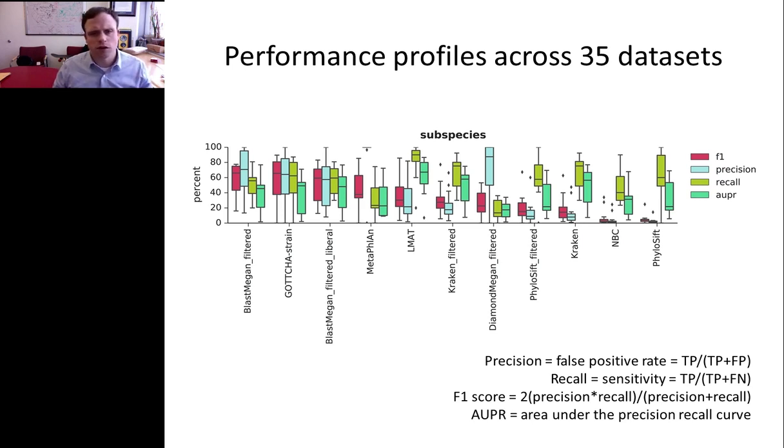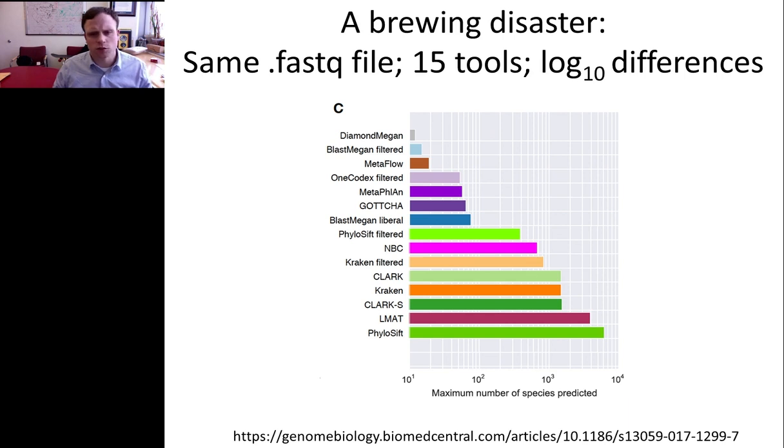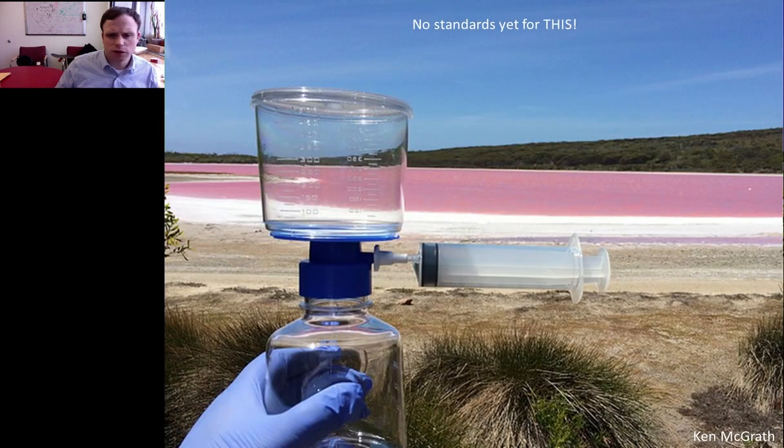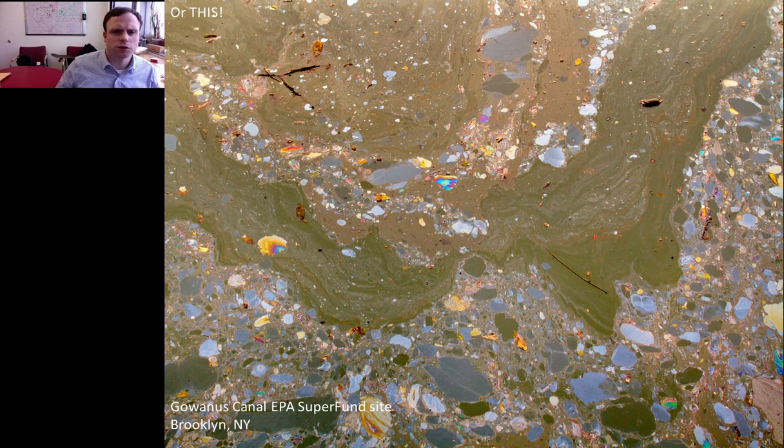And so one of the data sets in here, if you look at one of the challenges, one of the more complex data sets, we saw 4 log 10 differences in the number of predicted species from one of the complex samples. But there is no standard for a place like this, and there is no really standard for a complex situation like this, for example.